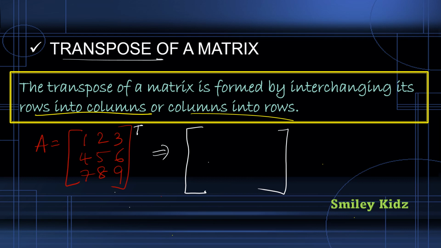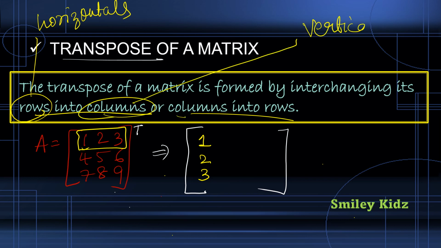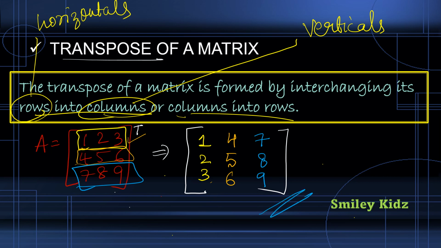I'll show you how. Let's take row number 1, which is 1, 2, 3, and make it a column over here. You must be aware by now that rows are horizontals and columns are verticals, isn't it? So when you're converting rows into columns, it means you're converting horizontals into verticals. So 1, 2, 3 will be written in this manner. Then 4, 5, 6, you'll write it as a column. Then 7, 8, 9. This is the transpose of matrix A. So you will generally write this as A dash.